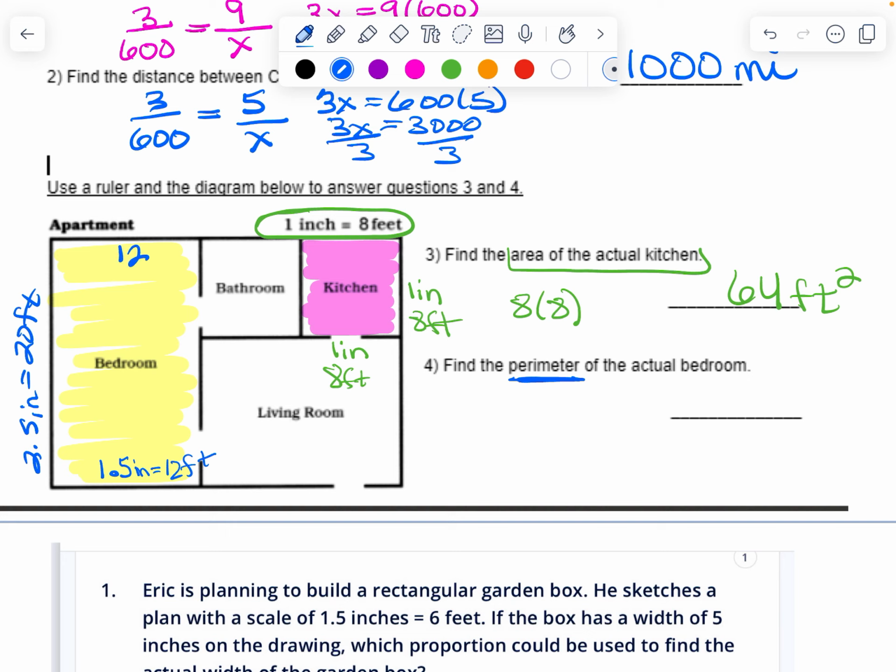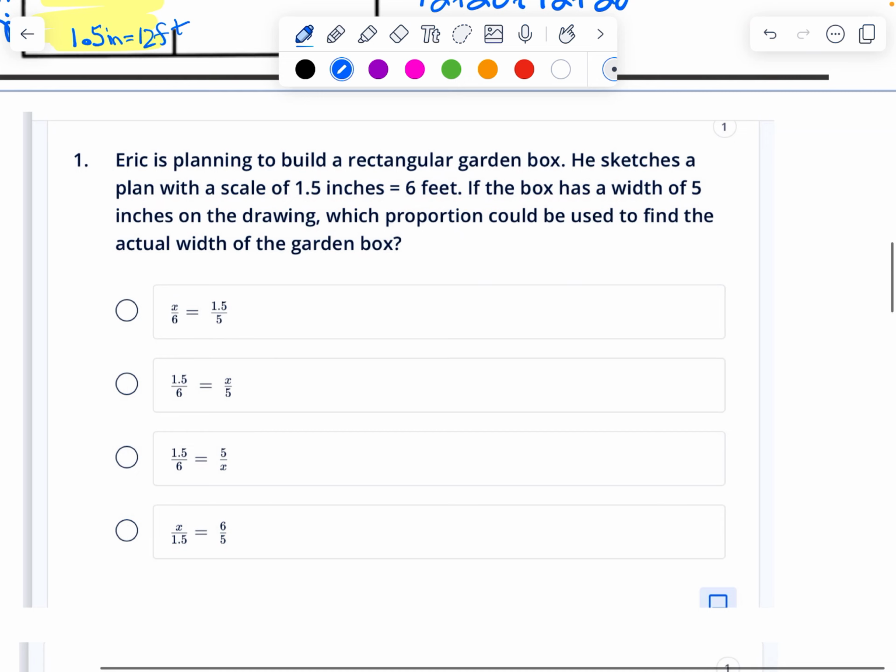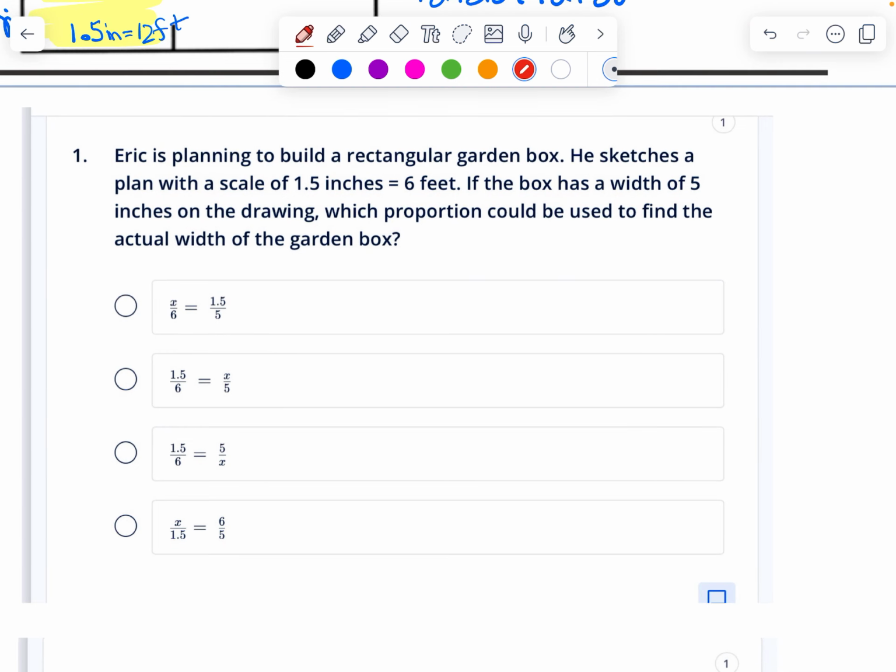All right, this is the formative.com part now, the digital part. Eric's planning to build a rectangular garden box, and he sketches the plan using this scale, similar to the scales we used on the previous problems. The box has a width of 5 inches on the drawing. A proportion could be used to find the actual width. So remember, you're doing model, which is the drawing, over actual. And the first one is always going to be the one they give you. So this is the model, this is the actual, and then that 5 is the drawing or the model. What you don't know is the actual. So which one is that? This one?